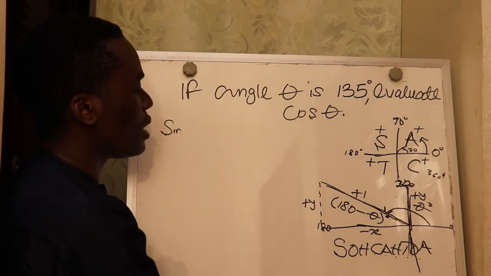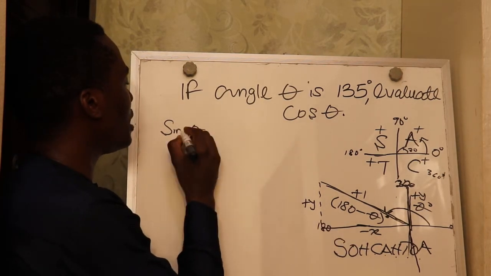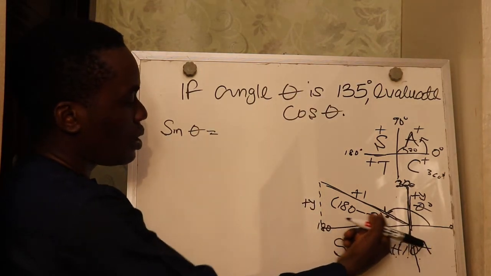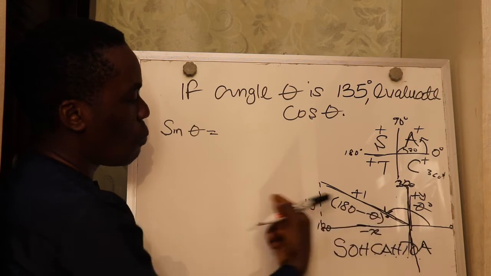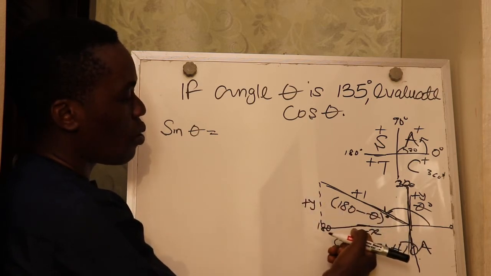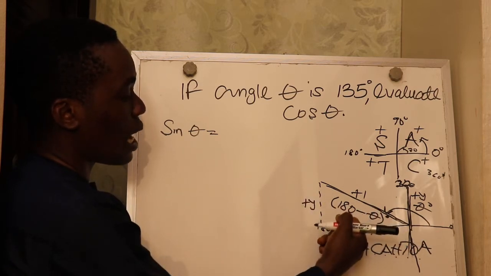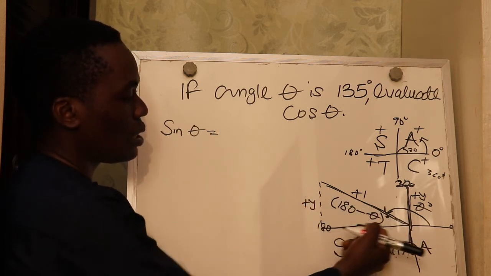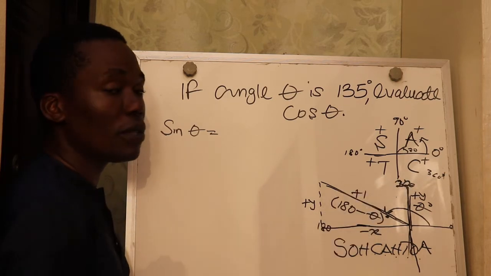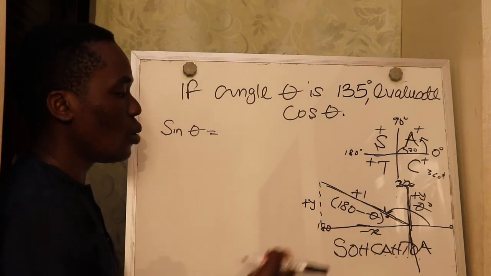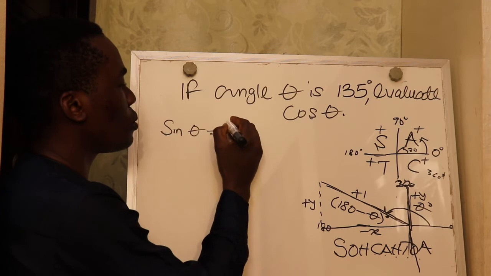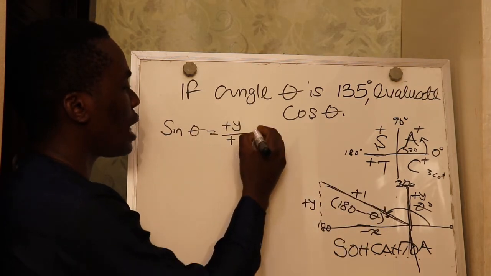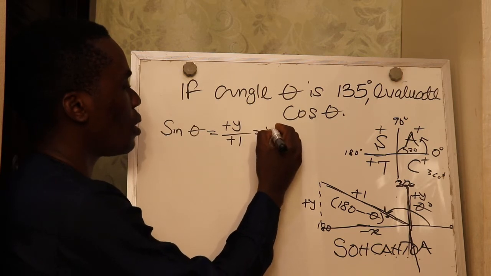Let's assume we are having a sine of theta. We are given an angle like this. Sine of this angle will be equal to opposite over hypotenuse. This is the opposite of this angle, and this is the adjacent, while this remains the hypotenuse, the longest side of the triangle. So that value of sine will give us opposite, which is our plus y, over hypotenuse, which is our plus 1. And that will give us y.